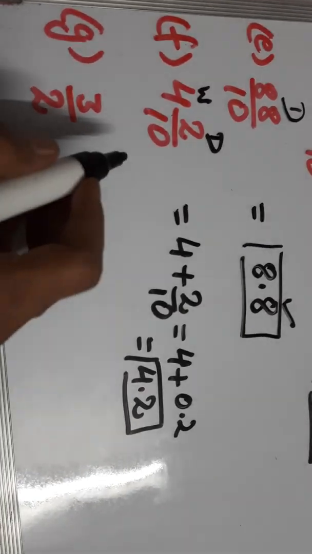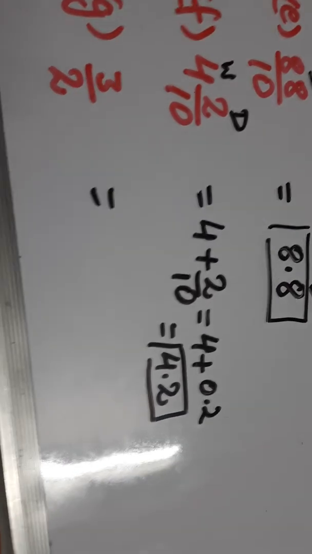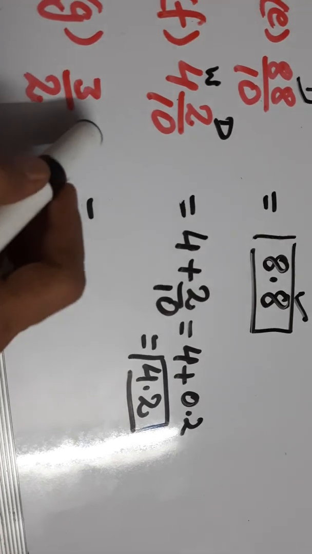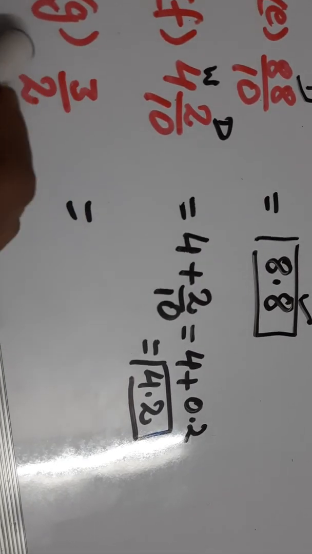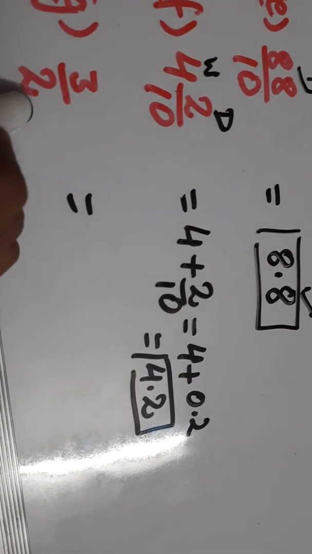Now this is quite different, because this is the fraction given to us as 3 by 2. Now we don't know which is the whole part, which is the decimal part.